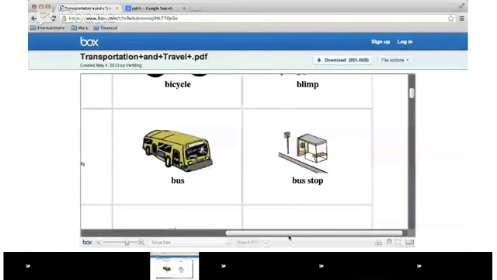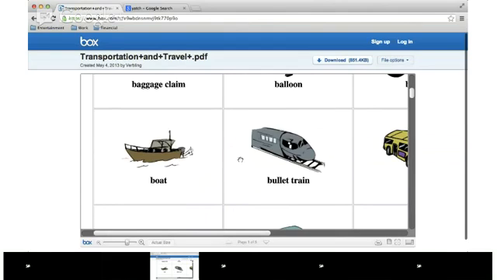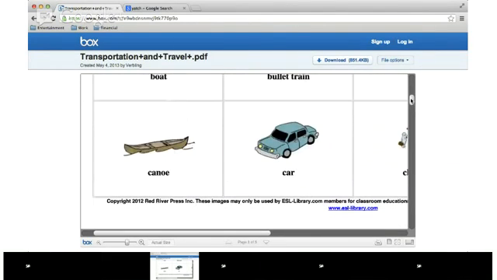All right, Esther, let's see what we have. Okay, what is this? Canoe? Okay, very close. It's pronounced canoe. Yeah, a canoe. Now, how do you ride a canoe?